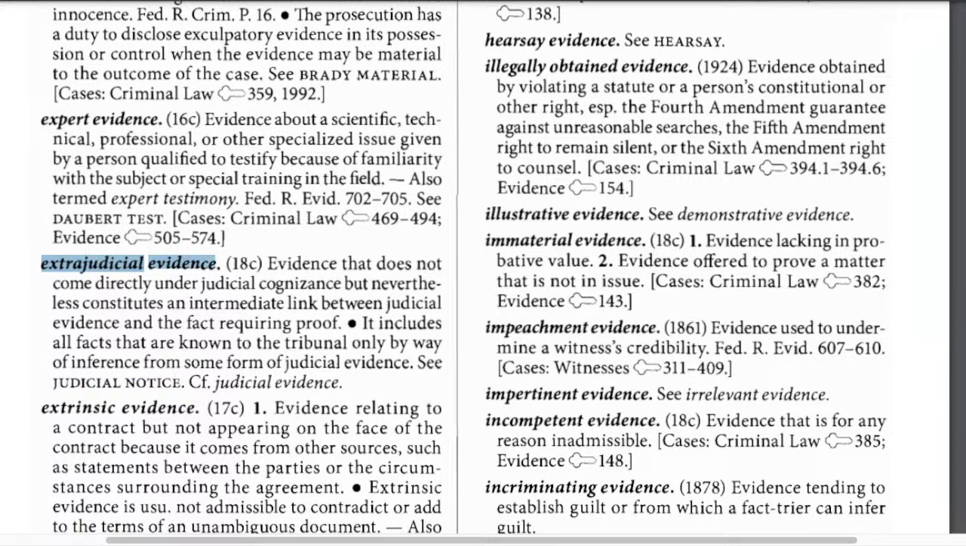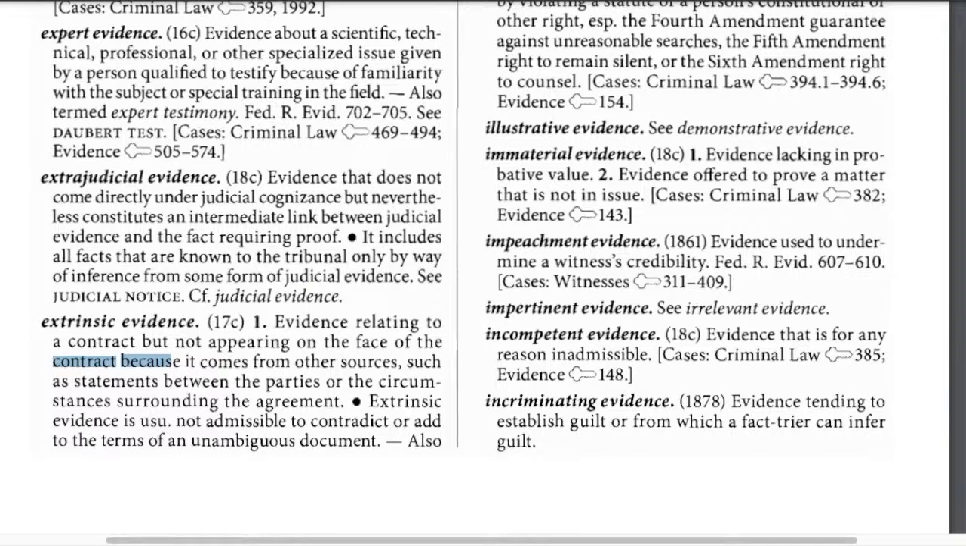It's extrajudicial evidence. It doesn't come under judicial cognizance, but constitutes an intermediate link between judicial evidence and the fact requiring proof. Wow. Then there's extrinsic evidence: evidence relating to a contract, but not appearing on the face of the contract, because it comes from other sources, such as statements between the parties of the circumstances surrounding the agreement. Extrinsic evidence is usually not admissible to contradict or add to the terms of an unambiguous document. So if the document is clear, unambiguous, then it's not admissible for any of these added terms. Extrinsic evidence, so it's relating to a contract but not appearing on the face.